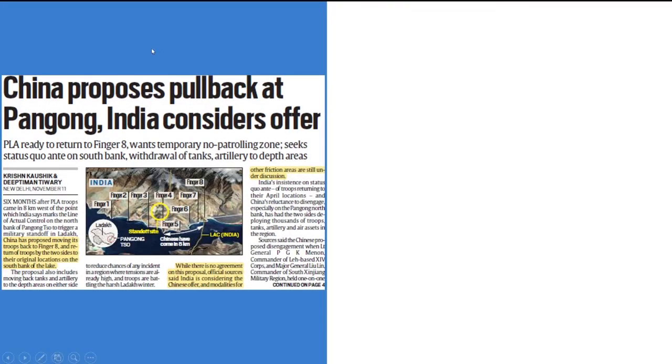The first one is China proposes a pullback at Pangong. India considers offer. That is, India and China jointly try to resolve the issues in the border. So in this topic, you need to analyze the India-China relations. You can quote these issues in your answers, where you will be adding what is the current issue between India and China. That is for GS2 international relations.